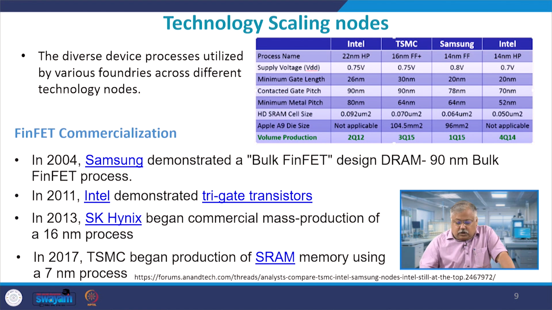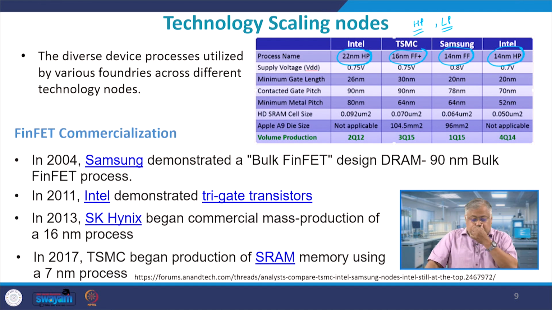Okay, let me come to the technology scaling nodes now. There are many process steps and many ways of processing, which I will discuss in a later part of the lecture. Typically, if you look at this point, we have the process name as 22 nanometer HP, meaning high performance. 22 nanometer is the channel length they are talking about. Then 16 nanometer, we have 14 nanometer, and we have again 14 nanometer high performance, and you have low power, and so on and so forth.